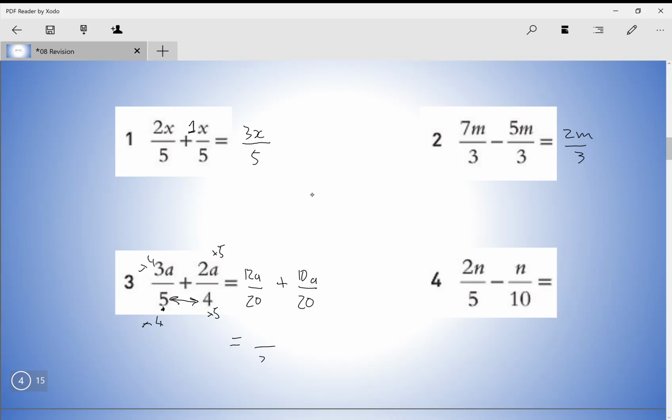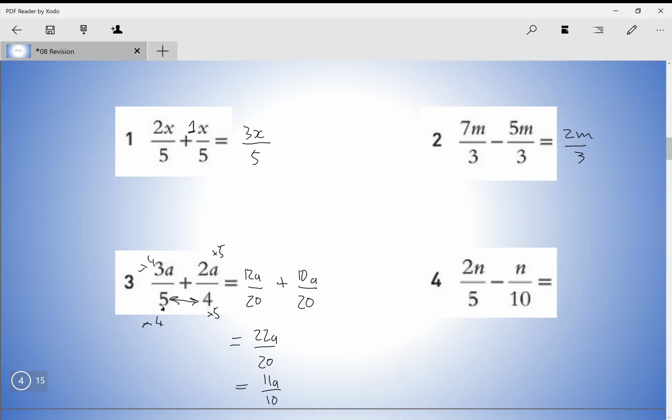We can just do the addition at the top, which is the same as collecting like terms. We just add the coefficients of a. We end up with 22a. And we can actually simplify this fraction a little bit because 2 goes into the top 11 times and it goes into the bottom 10 times.